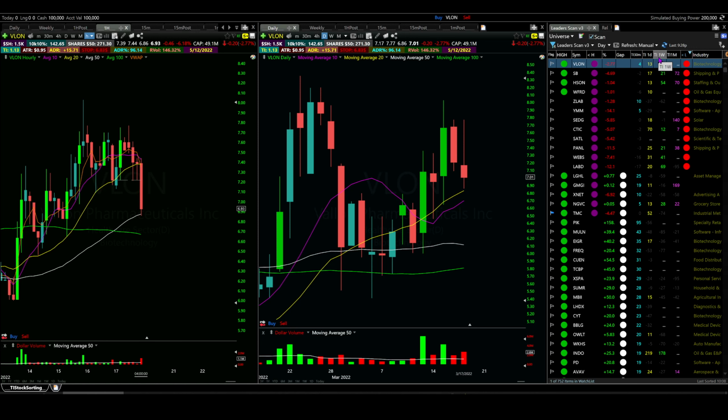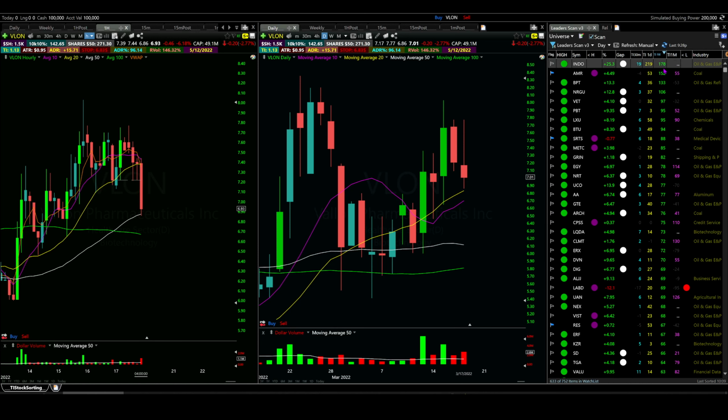What I wanted to talk about, this multi-column sorting, is that, for example, you can sort first by the trend intensity. You can see how Indo is number one in the trend intensity on the weekly chart, and then you can cascade down and see all the high trend intensity names here.